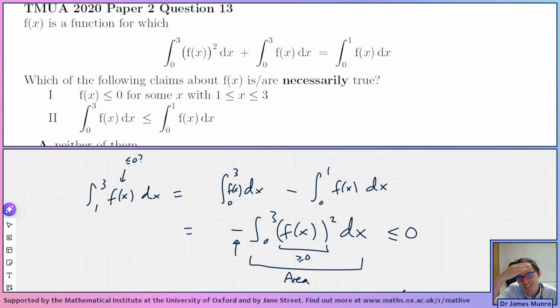It's a proof by contradiction, right? If the function were positive or 0 throughout that region, then when you integrate it, you would get an area. Or maybe you get 0 if your function is 0 throughout. But the only way to get a negative number is if you have a negative value at least somewhere.